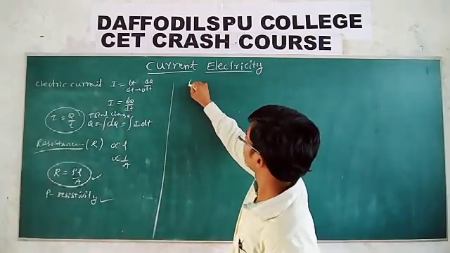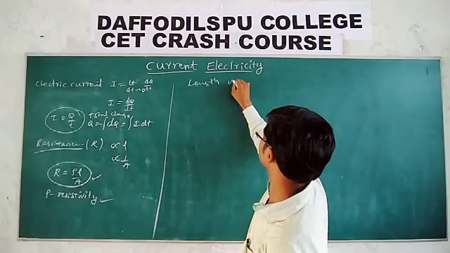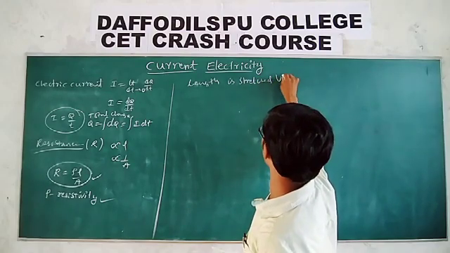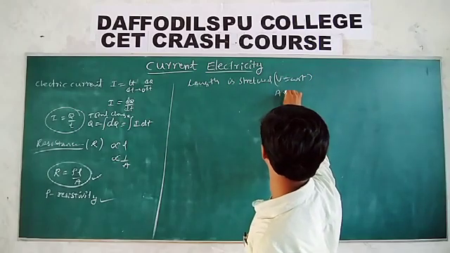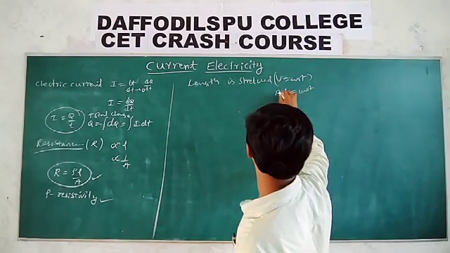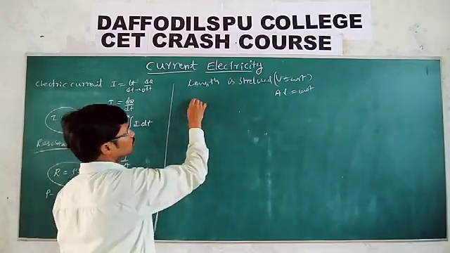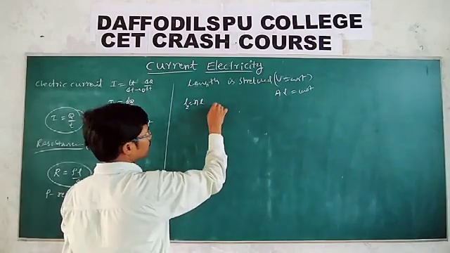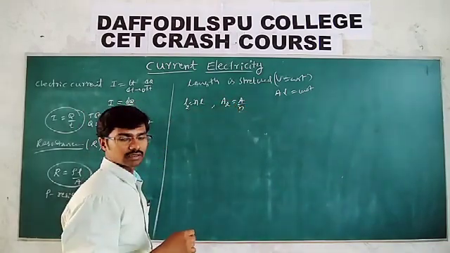Let us say the length is increased to n times. Length is stretched. Stretched means what? Stretched is nothing but volume remains constant. Volume constant means area into length of the wire remains constant. Now, when a wire is stretched to n times, L2 is equal to n times the initial length, then the area becomes 1 by n times the initial area.